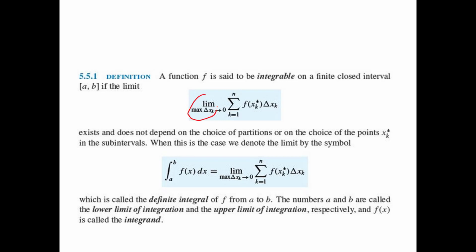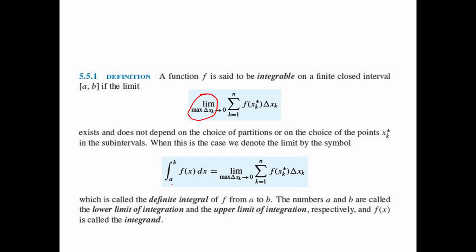It's right here. It's the limit as the maximum delta x of k goes to 0, and then of this summation from k equals 1 to n. This limit may or may not exist, and so a function f is said to be integrable on the finite closed interval from a to b if this limit exists and does not depend on the choice of partitions or on the choice of the points x sub k star in the subintervals. When this is the case, we denote the limit by the symbol.